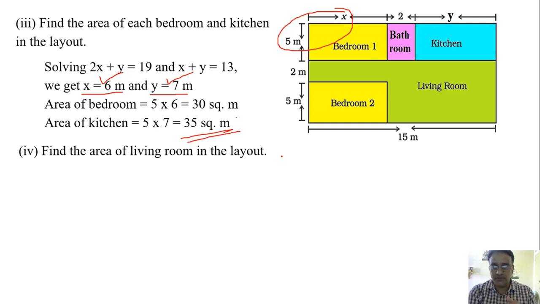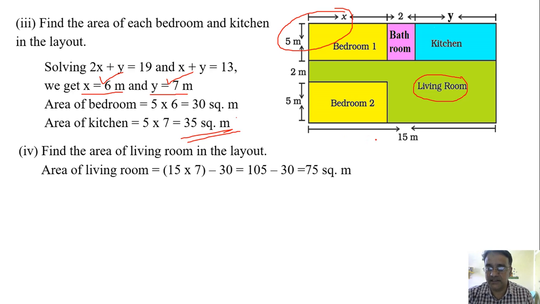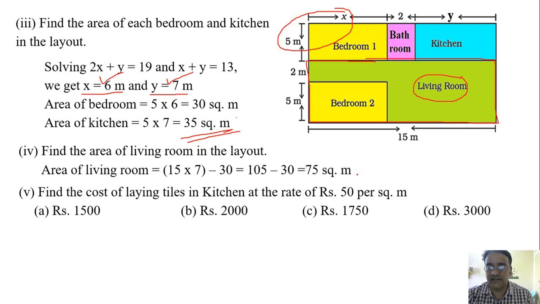One more question we can frame here: find the area of the living room in the layout. So this is the living room. Again the child will think about how we will calculate the living room. So the answer is, if we remove the bedrooms from the complete rectangle, the area of the living room is 75 meter square.